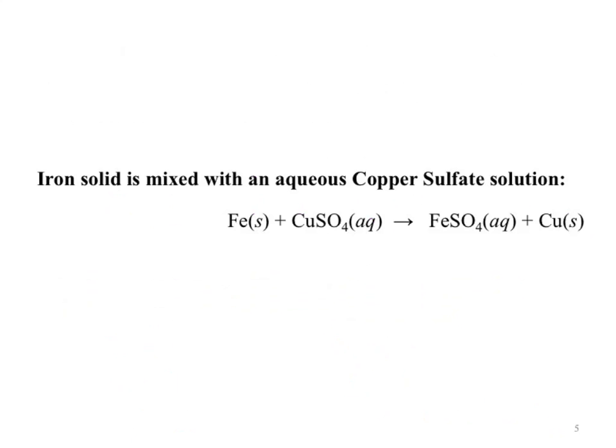Iron solid, symbol for iron, Fe. It's solid, so put the S. Why do we not put a subscript 2? Iron is not a diatomic molecule. We don't specify that. Plus our aqueous copper sulfate solution. Oh, wow, I did a horrible job with this example. I apologize. We'll address each of these issues as we hit it.